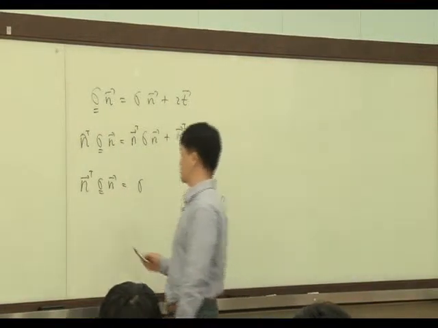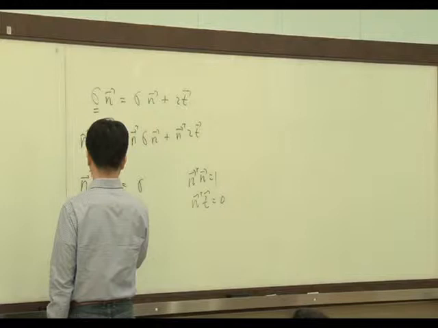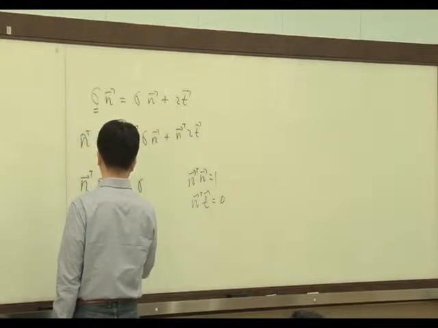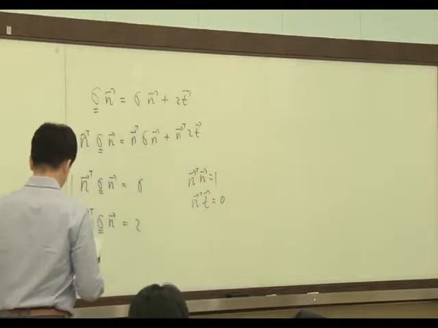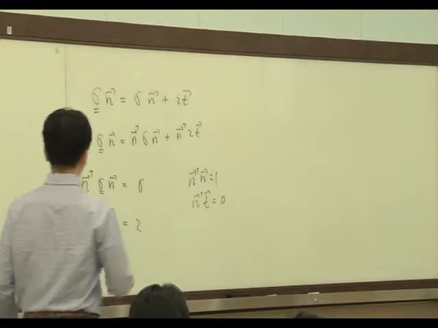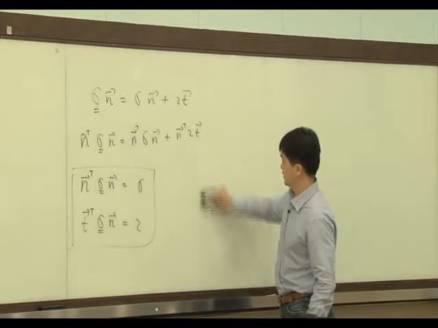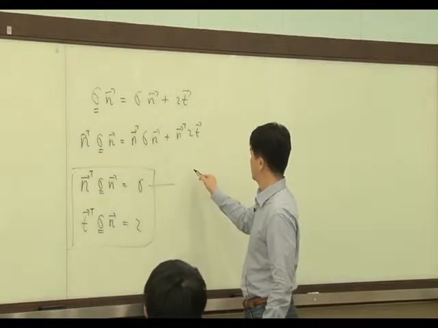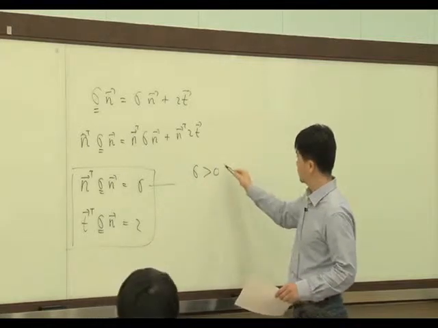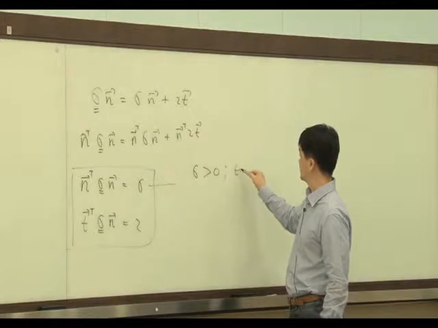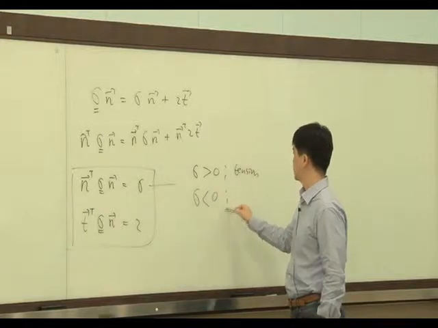So similarly, we can also calculate the tangential component. So t transpose stress n equals tau. So we can calculate the tangential and normal components. Here, if the normal stress is bigger than 0, we say this is tension. If it is smaller than 0, compression.